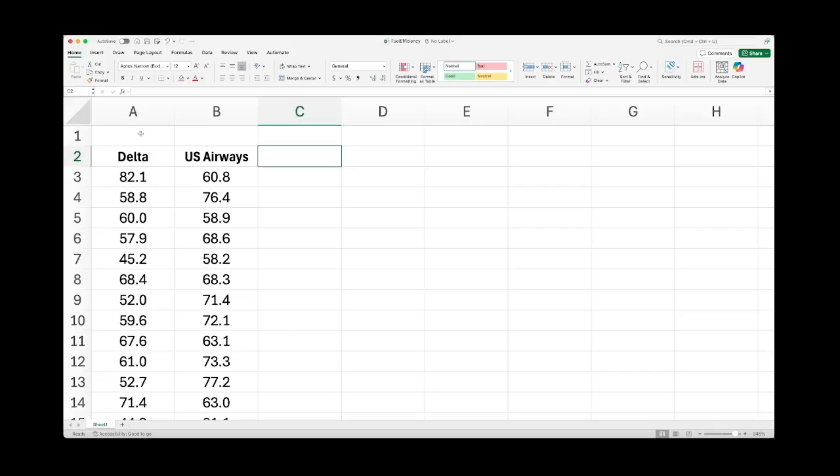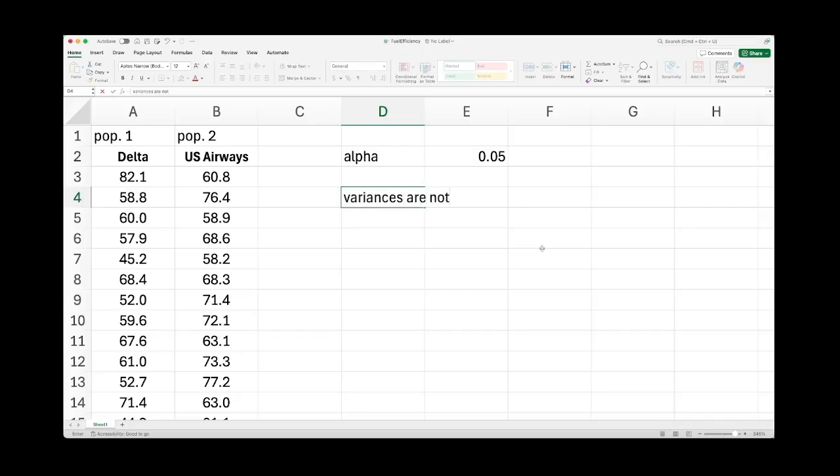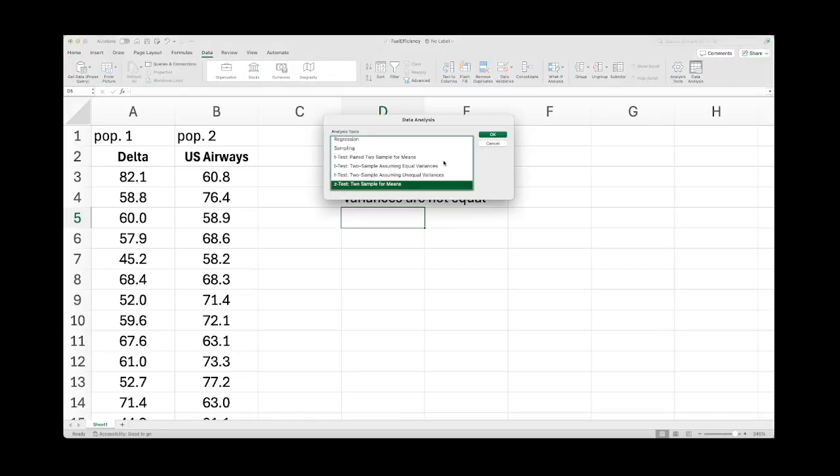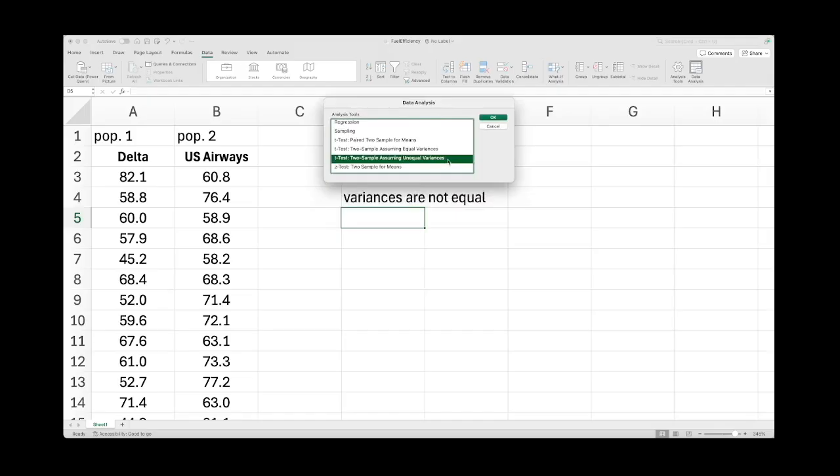So here's our sample data, and we said that Delta was population 1 and US Airways was population 2. The problem said to have our alpha be 0.05, and we're testing to see if the difference in means is 0 or not 0. We were assuming that our population variances are not equal. That's what the problem said to assume. So since we have the data, let's go to this data analysis tool, and we want the t-test two-sample assuming unequal variances.